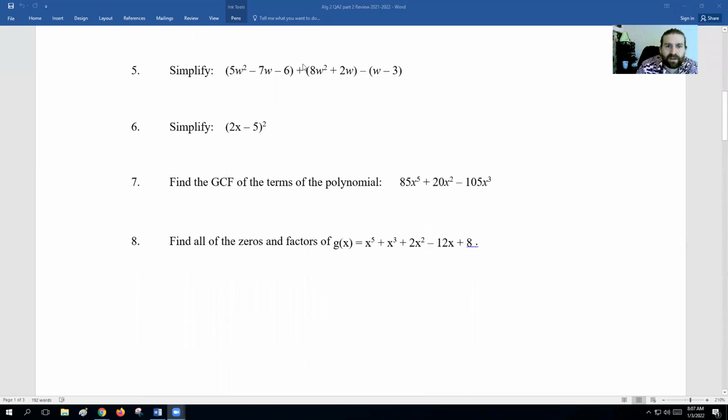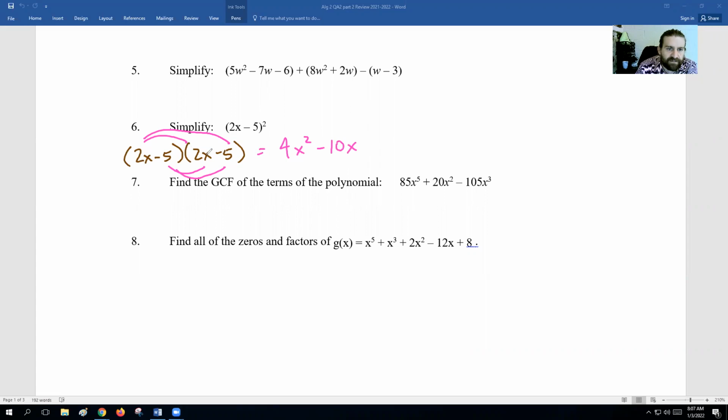Okay, next, simplifying. Okay, remember, when you are squaring a binomial or anything, what you should do is write it out twice. All right, so we're going to do 2x minus 5 times 2x minus 5. You're not going to distribute the square. You're going to have to distribute each term. So it ends up being a little bit different. All right, so 2x times 2x is 4x squared. 2x times -5 is -10x.